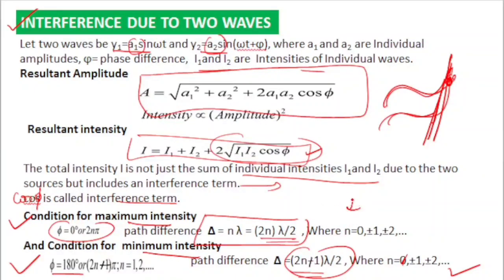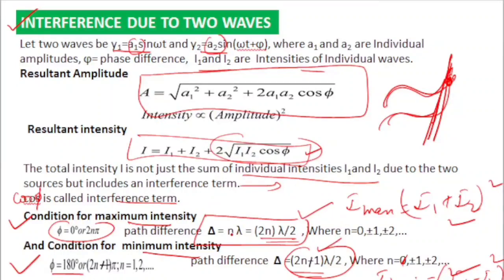And what is the value of maximum intensity? I maximum: cos phi is 1, it means I1 plus I2 plus 2 under root I1 I2, and it becomes (under root I1 plus under root I2) whole square. This is maximum intensity. What is the value of minimum intensity? I minimum: cos phi is minus 1, it means (under root I1 minus under root I2) whole square. This is the value of minimum intensity. So you must remember these two points: for maximum intensity, path difference is an even multiple of lambda by 2, and for minimum intensity, path difference is an odd multiple of lambda by 2.